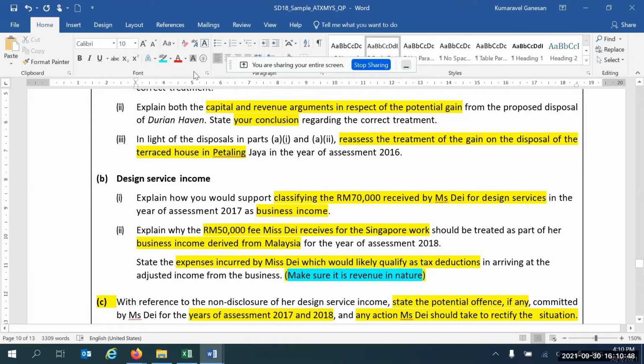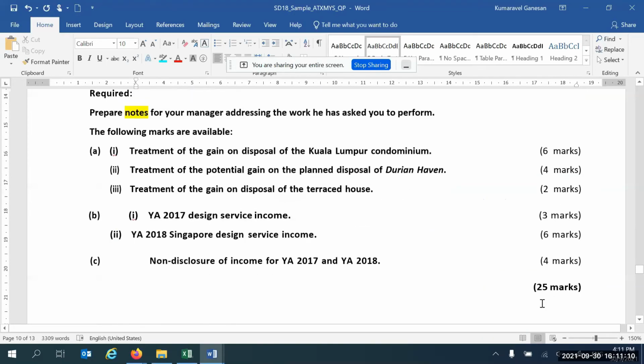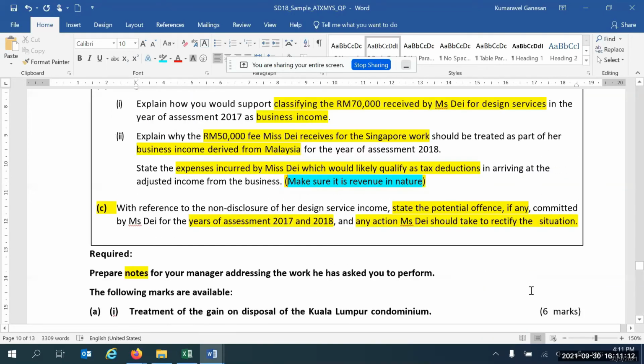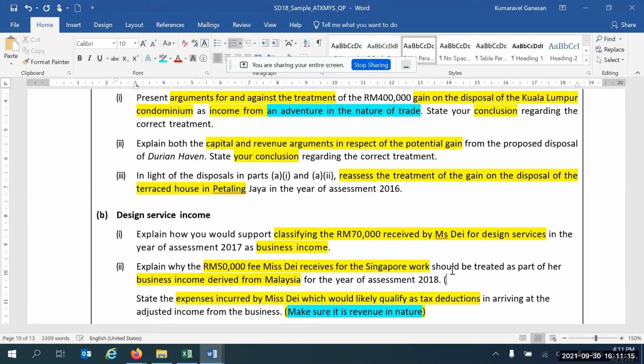Okay, so make sure it's revenue in nature. Right, so it's easier to score here. Okay, the big question is how many should I put in? Definitely not 1. Is it 5? 10 is too much. So maybe 4 to 5. How do I estimate? It's 6 marks, so just estimate like that. Here's 3, here's 3. Okay.